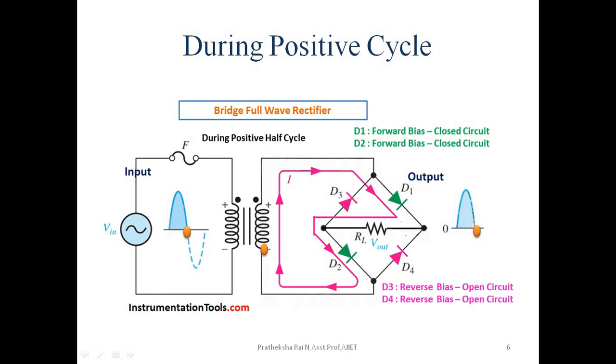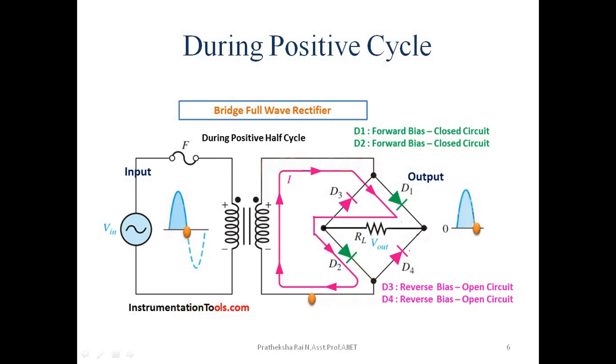Okay, and what about D3? D3, if you see, the N side is connected to the positive terminal. So what will be D3? D3 will be reverse bias. And what about D4? D4 is here. P side is connected to which side? To the negative, right? So that's why D4 is also reverse bias.